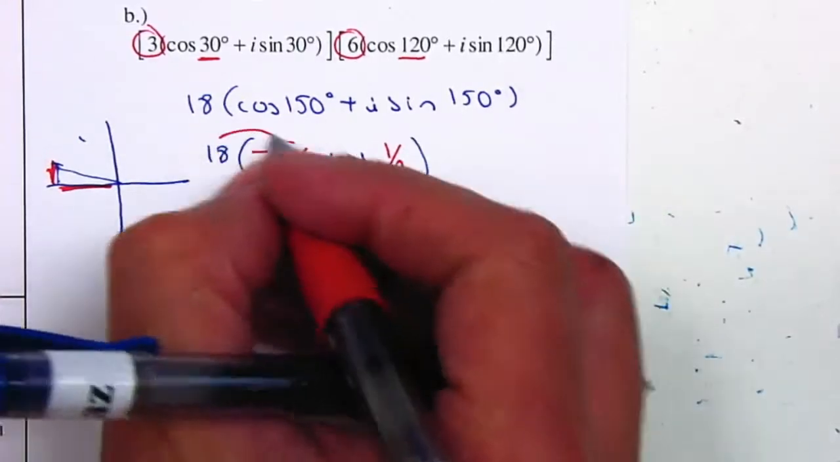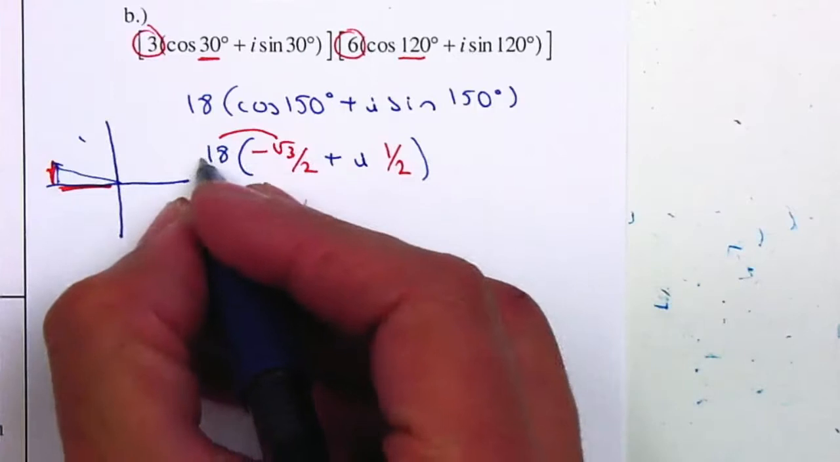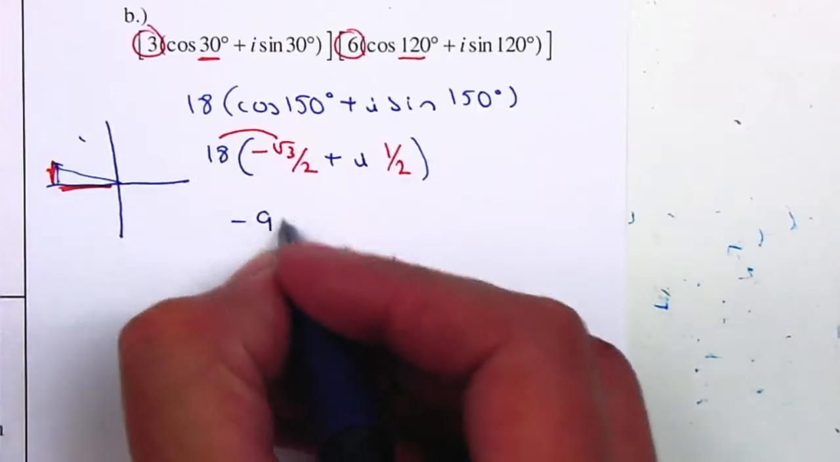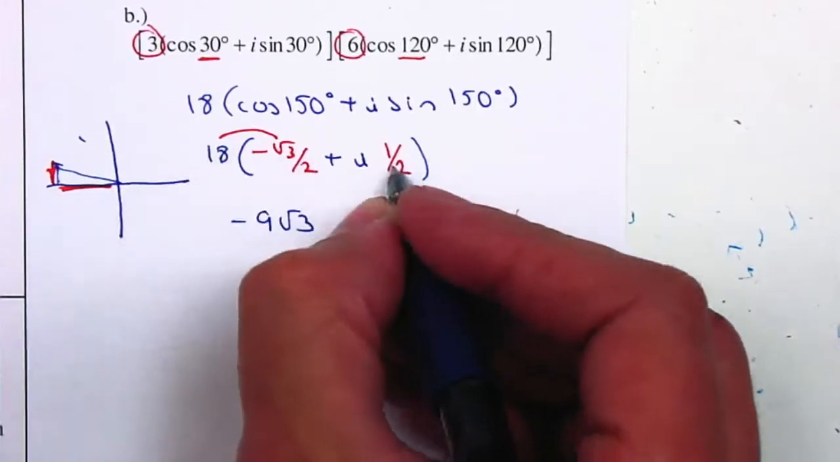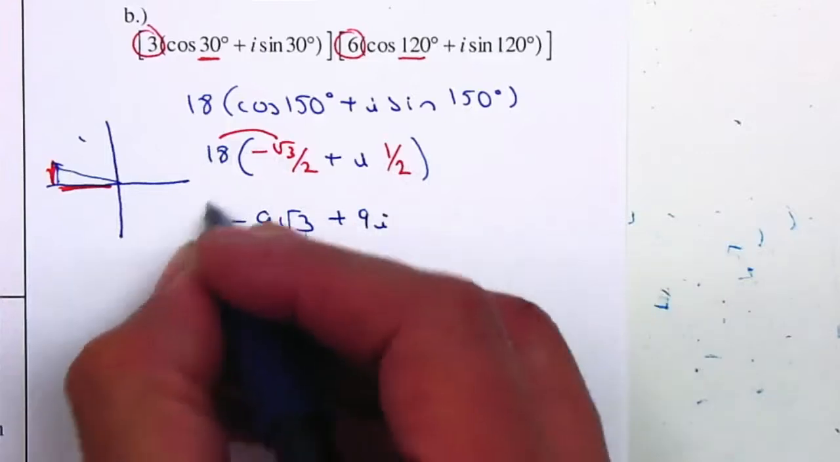Now I'll multiply by 18, so 18 divided by 2 is 9, so it'll be negative 9 square root of 3. 18 divided by 2 is 9, so it'll be plus 9i, and that'll be your answer.